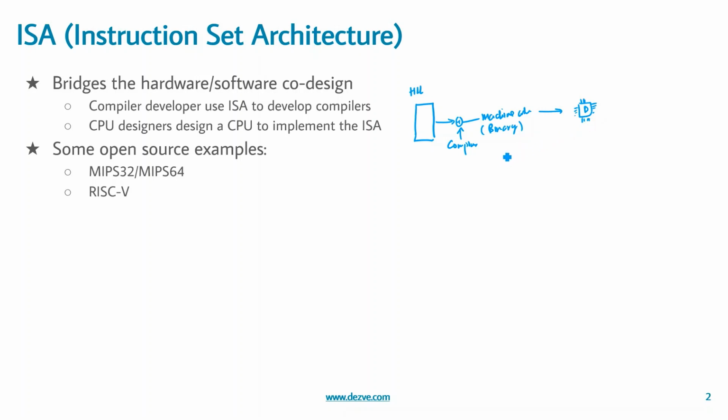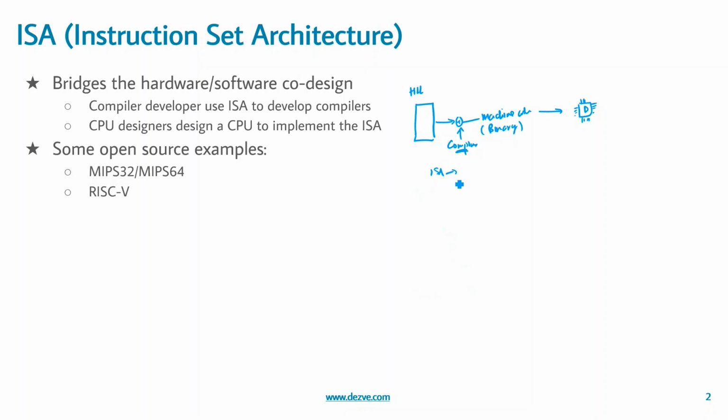Now the question is, how does the compiler know what operation this particular hardware supports? Where does the operand reside? How does the CPU store and manage the data? This is where the instruction set architecture comes in.